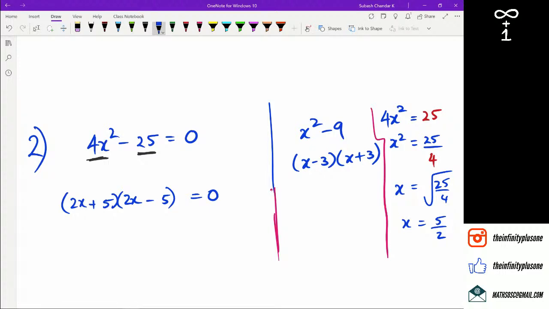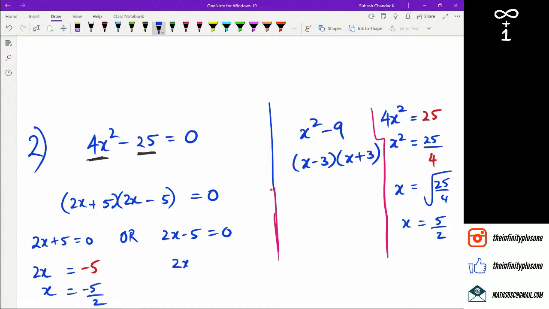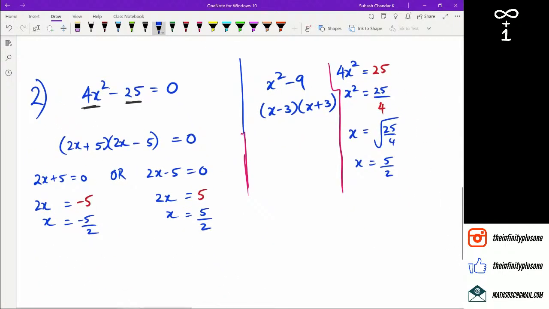So John Wick, what you did was right. You factorized it, but I'm actually looking for when it equals 0. So you've got to go 2x plus 5 equals 0, or 2x minus 5 equals 0. When we do this, our first answer, we get 2x is equal to negative 5, and then x is equal to negative 5 over 2. As for the second one, we've got 2x is equal to positive 5, and x is equal to positive 5 over 2. So for this question, we're going to get two answers: negative 5 over 2, and 5 over 2.